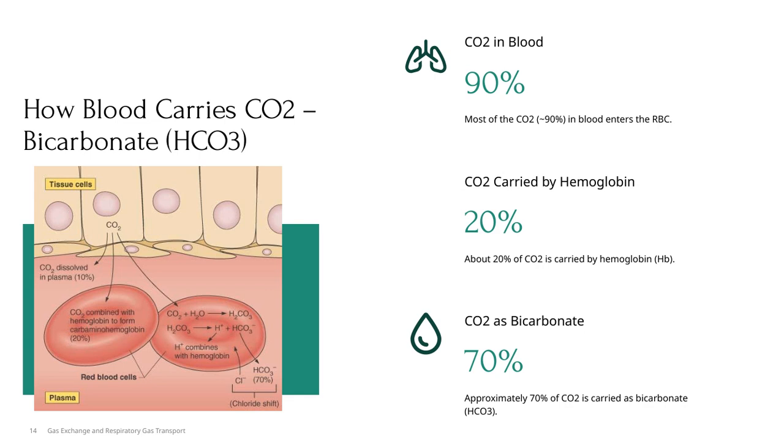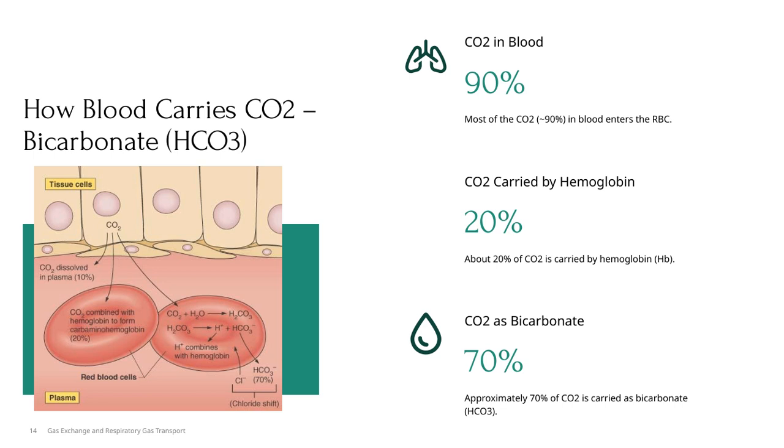Most of the CO2 in the blood, about 90%, actually enters red blood cells, or RBCs. This is a key point because it shows that the majority of CO2 is processed right where the red blood cells are. Now, when we talk about how CO2 is transported, one important method is through a molecule called bicarbonate, or HCO3. About 70% of CO2 is carried in this form, which means that the bicarbonate ion plays a major role in removing CO2 from the tissues to the lungs.